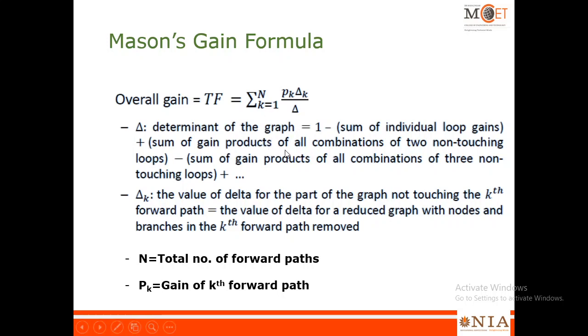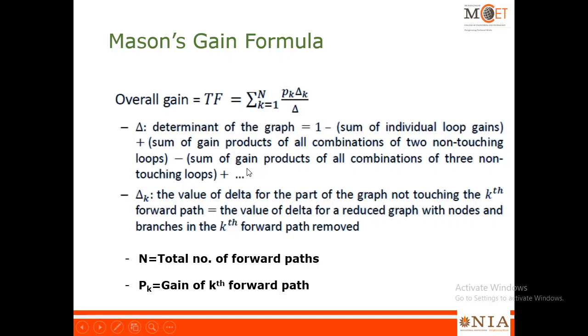If you find two sets like that, then the gain product of the first set and the gain product of the second set has to be summed and given here. Suppose you find three sets which are not touching each other, then you will get three terms, and that has to be summed and given in this place. That is the meaning of combination of two non-touching loops. When you do problems, you will understand better.